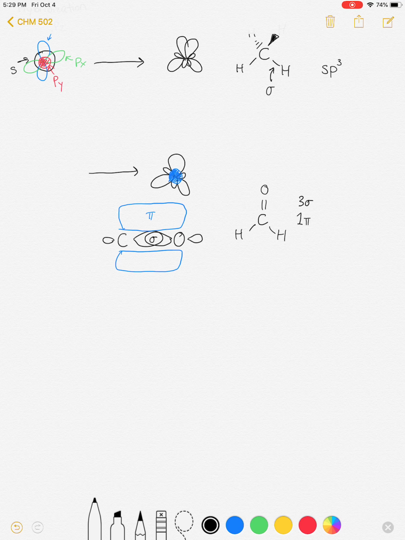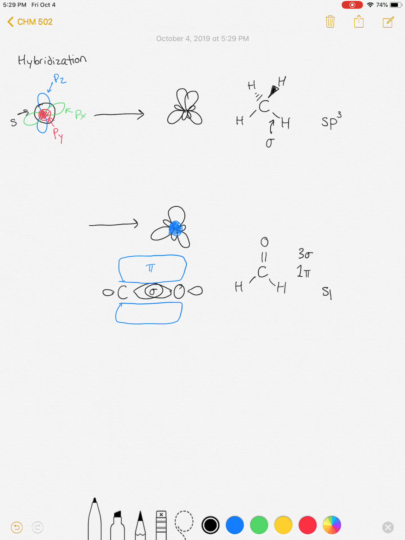And since it has 1 pi bond, we know that 1 p orbital is not participating in the hybridization. And we have an sp2 hybridized carbon here.